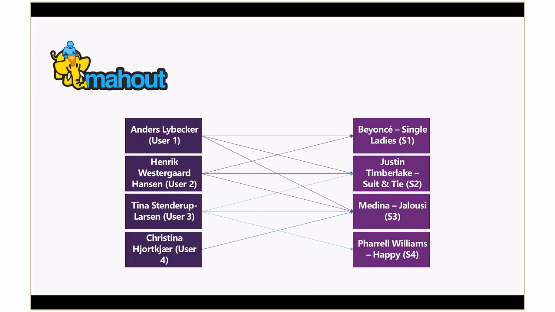The essential idea behind this algorithm is that we have a bunch of users, and in this case, these four users are colleagues of mine at work, and they have listened to a total of four songs. You see that Anders Lübecker has listened to Beyoncé, Single Ladies, Justin Timberlake, and Medina. My boss, Henrik, has also listened to Single Ladies, Justin Timberlake, and Medina, so the same songs. And the arrows represent what each user has listened to, okay?